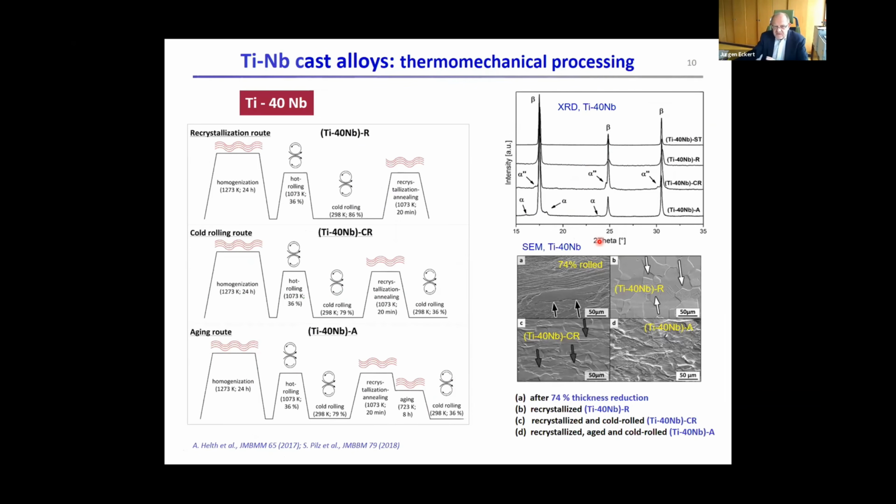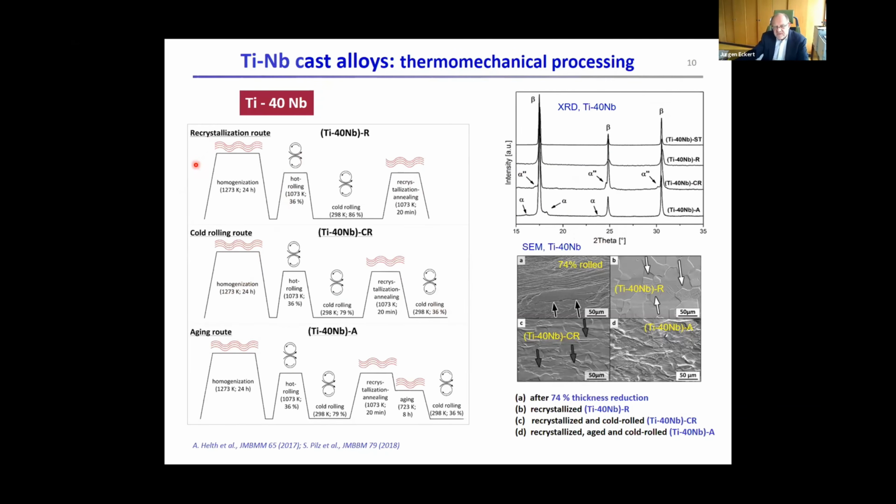There are a lot of subtleties involved in the whole procedure that determine what kind of microstructure you get, what kind of grain size you get, etc. And to make a long story short, I just wanted to show you this kind of sketch here.